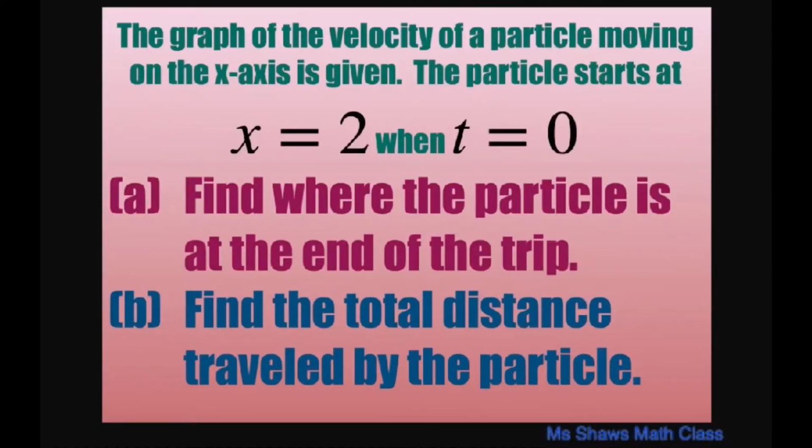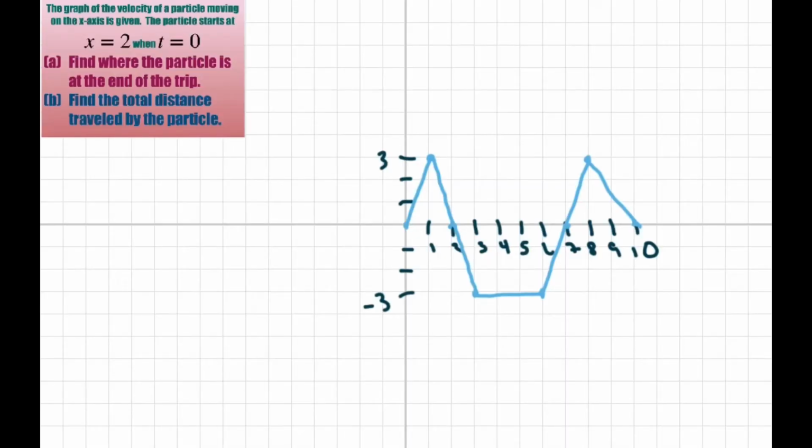Everyone, the graph of the velocity of a particle moving on the x-axis is given. The particle starts at x equals 2 when t equals 0. We're going to find where the particle is at the end of the trip and find the total distance traveled by the particle. Here's your graph. It's kind of small there, but we have the graph.